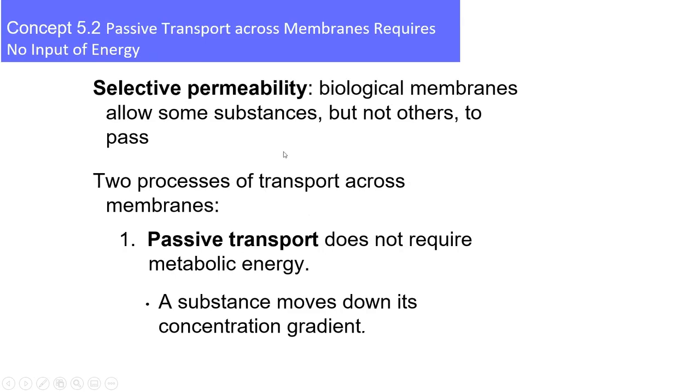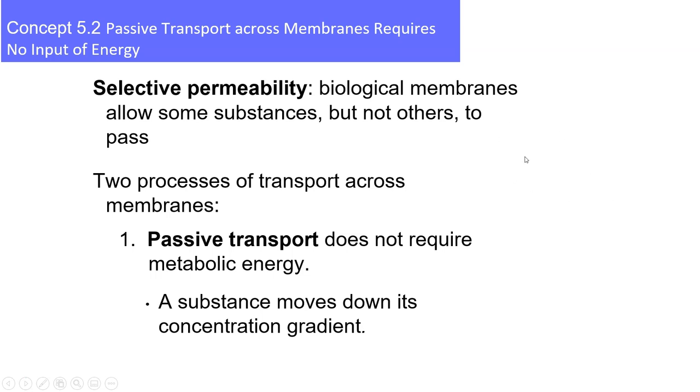Now, the main function of the cell membrane, as we know, is selective permeability. These are membranes that allow some substances but not others to cross. And typically, processes of transport can be classified into two categories based on the presence of energy. Now, passive transport does not require any metabolic energy. These are basically substances moving down their concentration gradient, going from a high concentration to a low concentration.